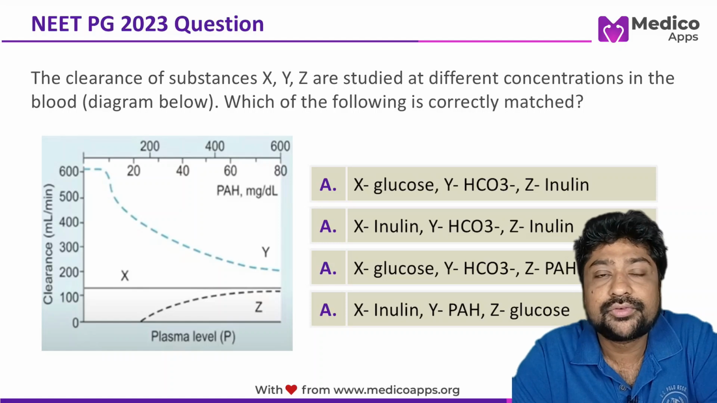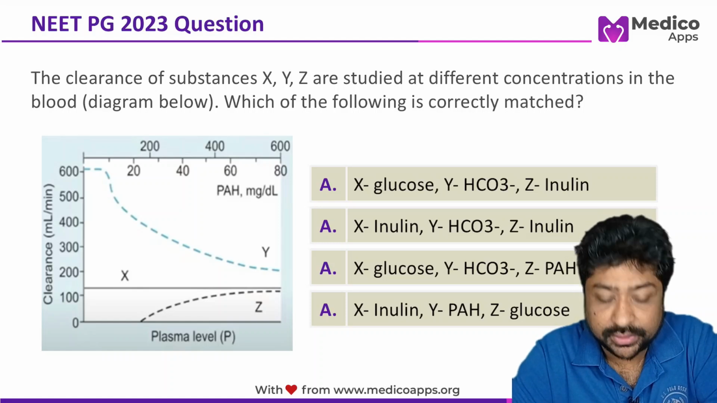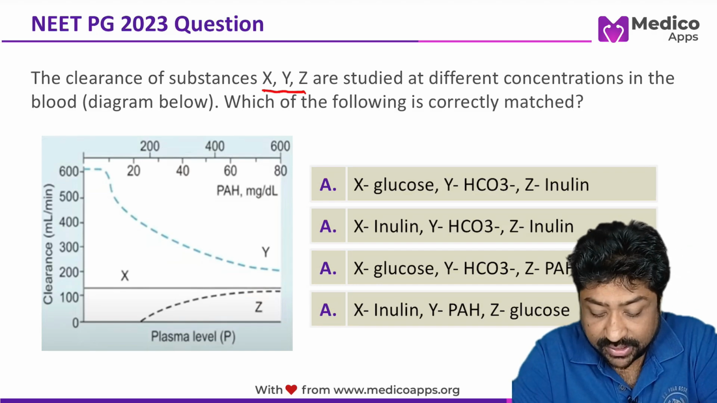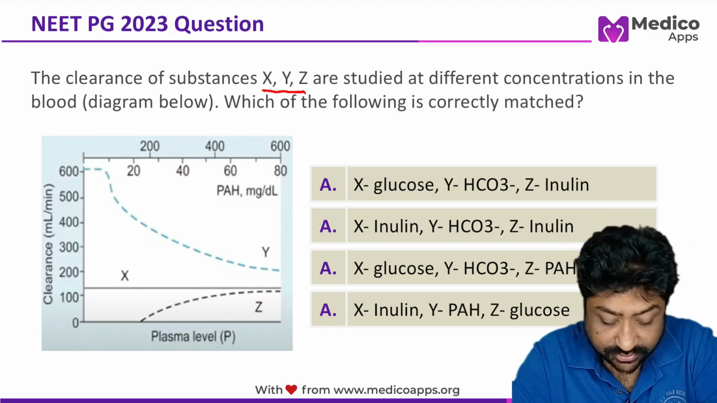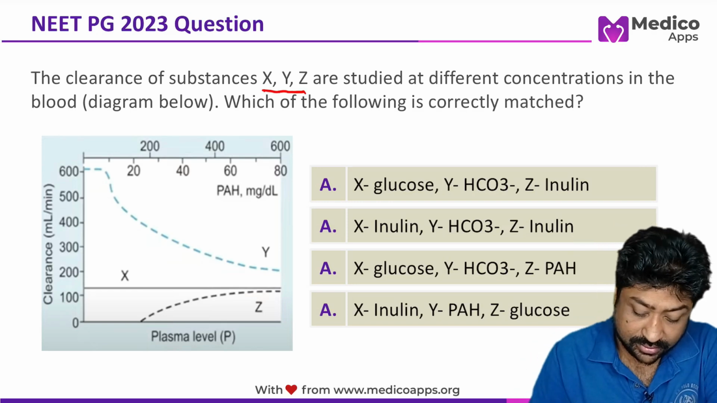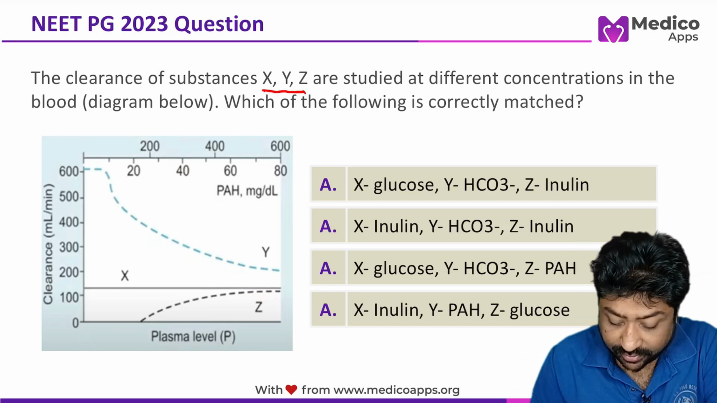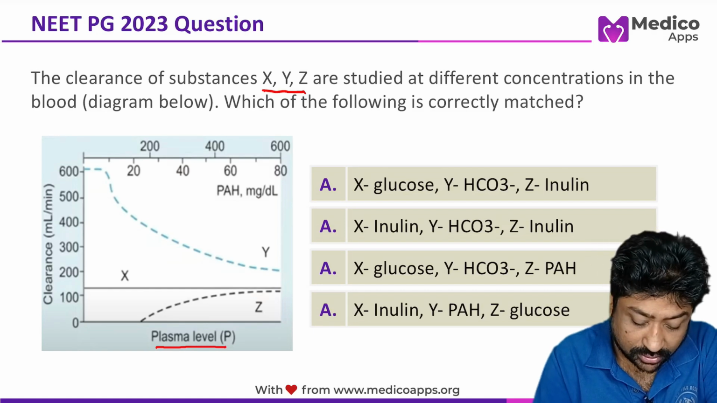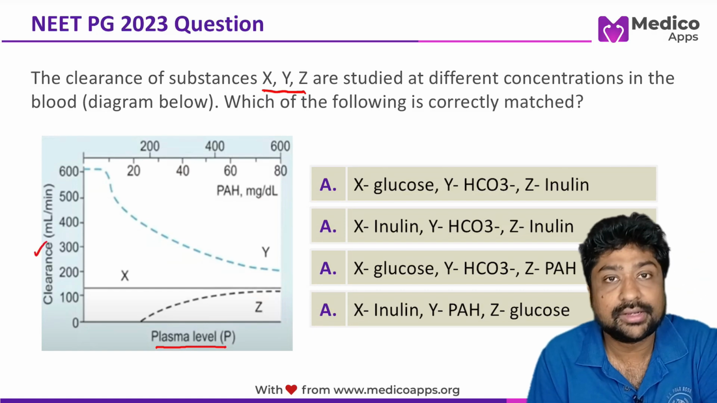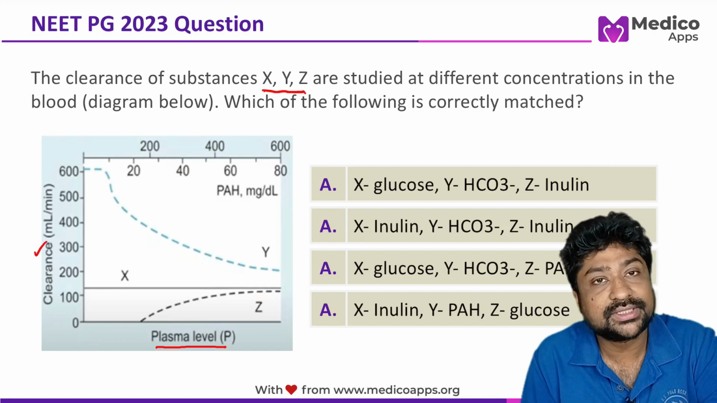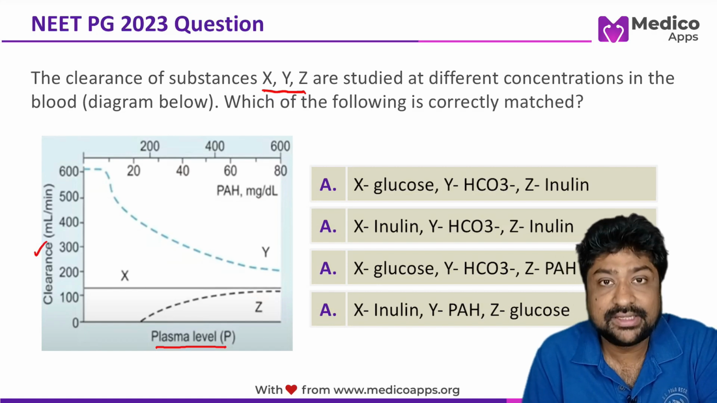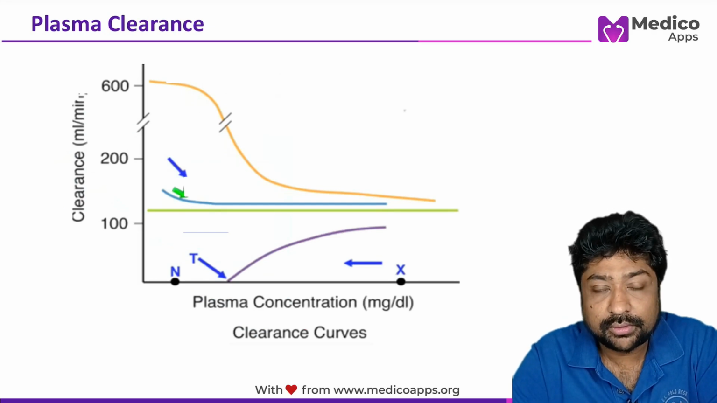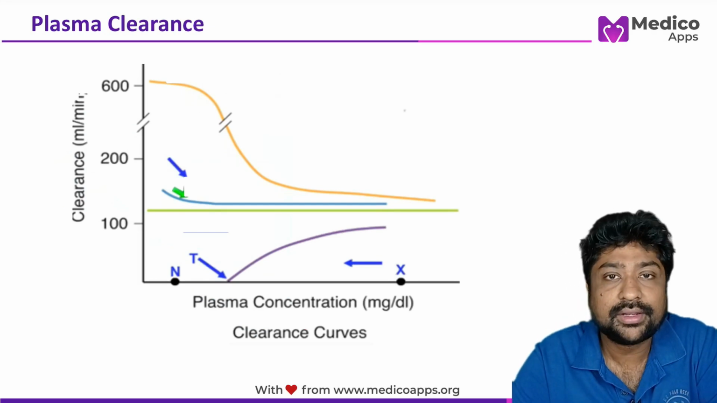Let's look at this question which was asked in NEET PG 2023. The question says that there are three substances X, Y, and Z, and they are studied at different concentrations in the blood. There is a graph given on which the x-axis is plasma level and the y-axis is renal clearance, and then you have to match what is X, what is Y, what is Z, and these are the options. So let's understand the concept of this particular question and then we will go ahead and solve it.